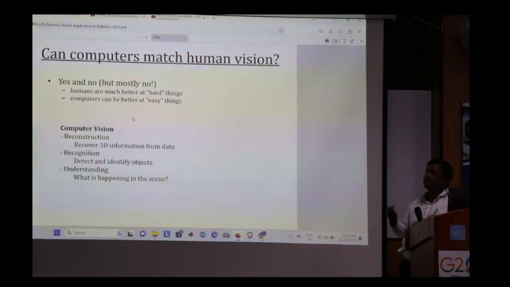Computer vision cannot match human vision, because human vision comes with our brains, and we are more intelligent and very much experienced. So what is the answer? Humans are much better at hard things, and computers can be better at easy things. Are you getting my point?